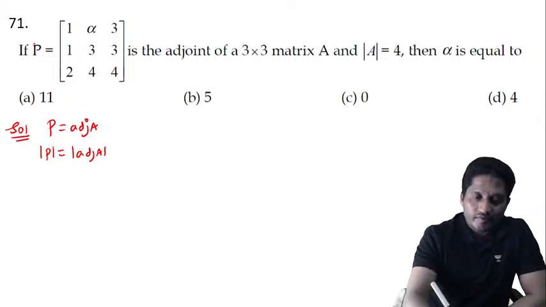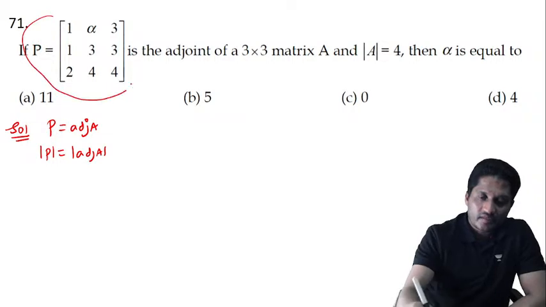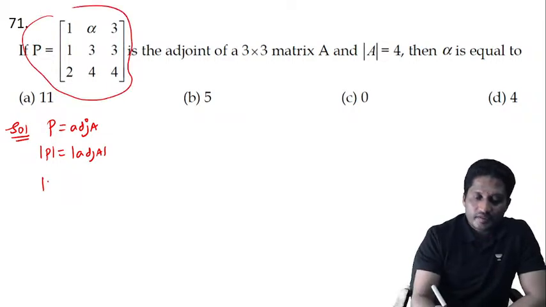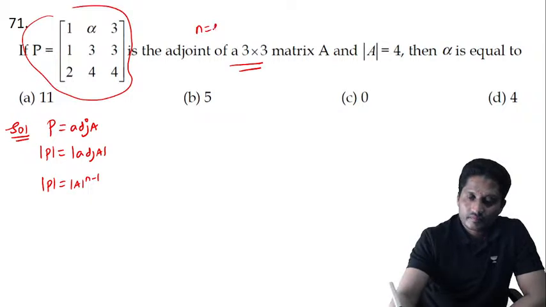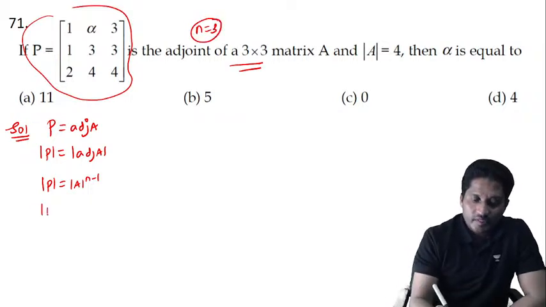If I find the determinant of P, the determinant of adjoint A is determinant A to the power n minus 1, where n stands for the order of the matrix. So n is equal to 3. So the determinant of P is equal to determinant A, which is 4, whole to the power of 3 minus 1.